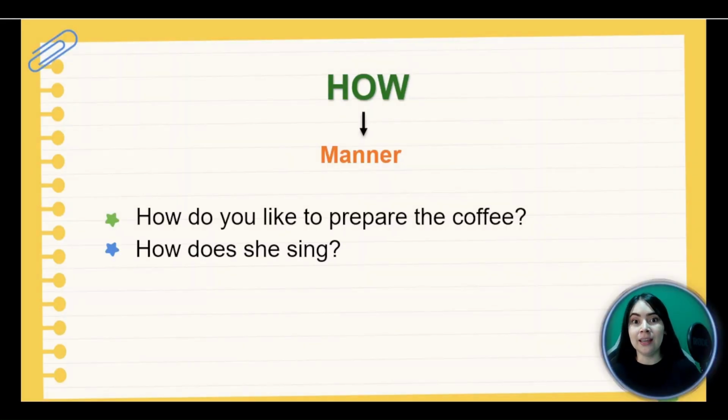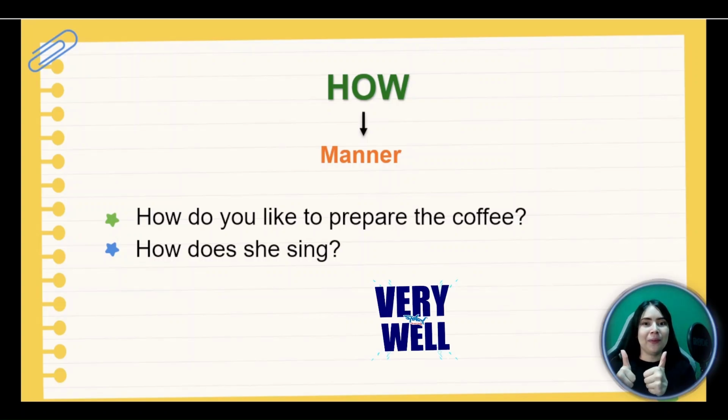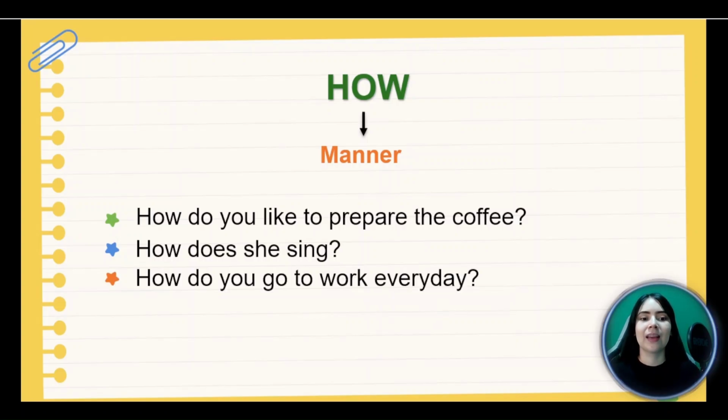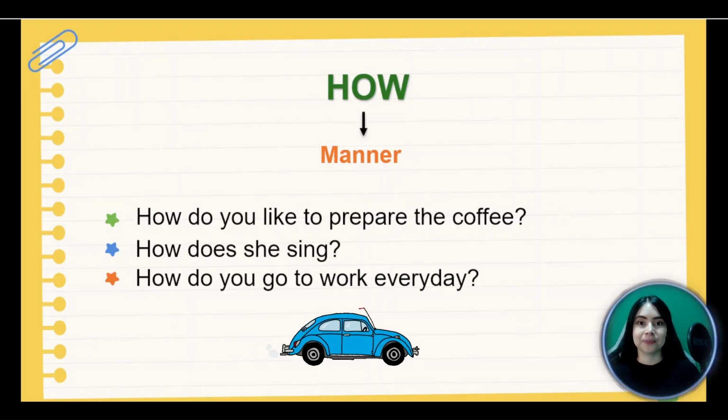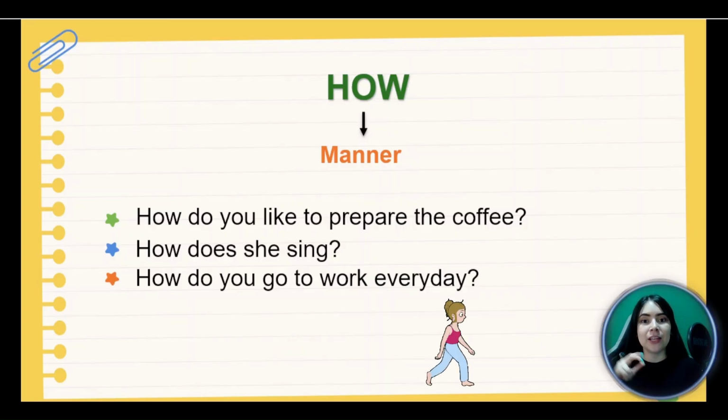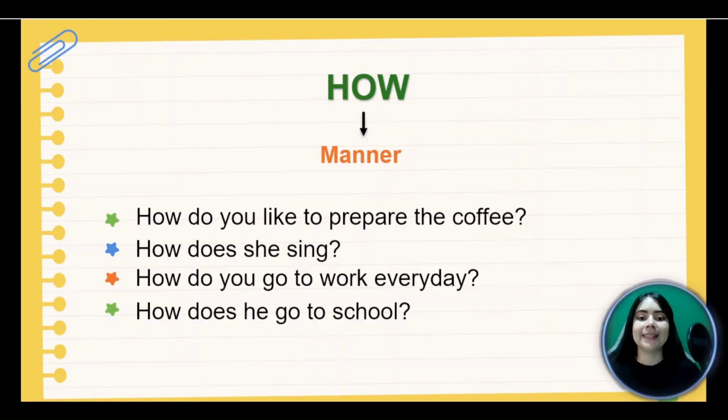How does she sing? She sings very well. How do you go to work every day? I usually go to work on my motorcycle, by bus, by taxi, by car, walking. I usually walk. How does he go to school? He usually walks. He usually takes a bus.